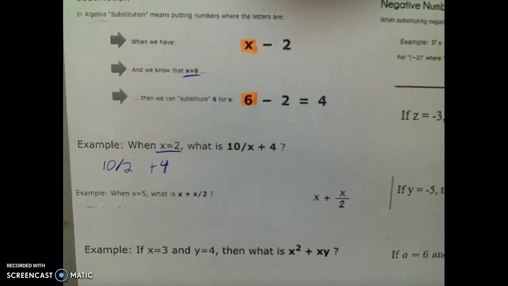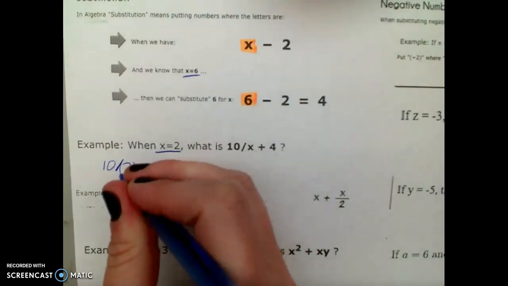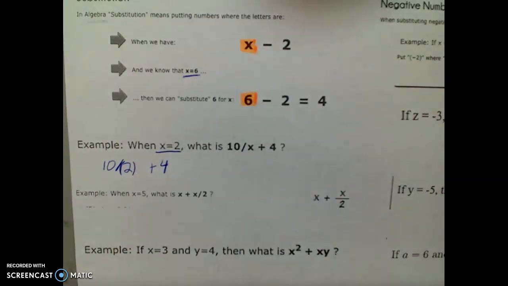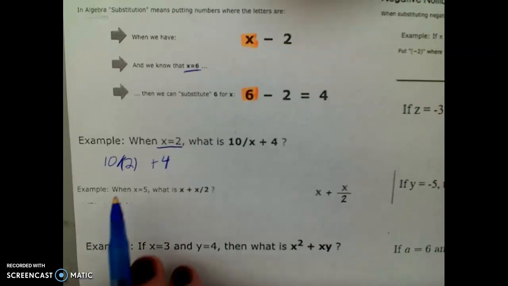Now sometimes when you put a number in substitution, people like to use parentheses to show that this is where x used to be and bring the whole number in. I like to do that when I have negatives, and we'll talk about that later, but you don't need to, but you can. Okay, let's move on.